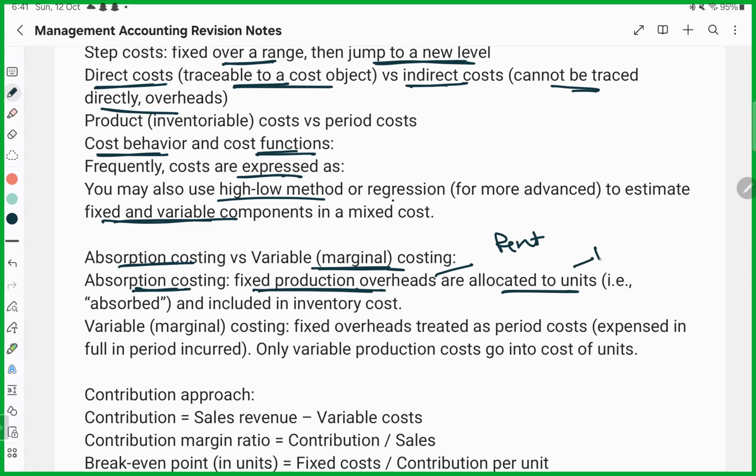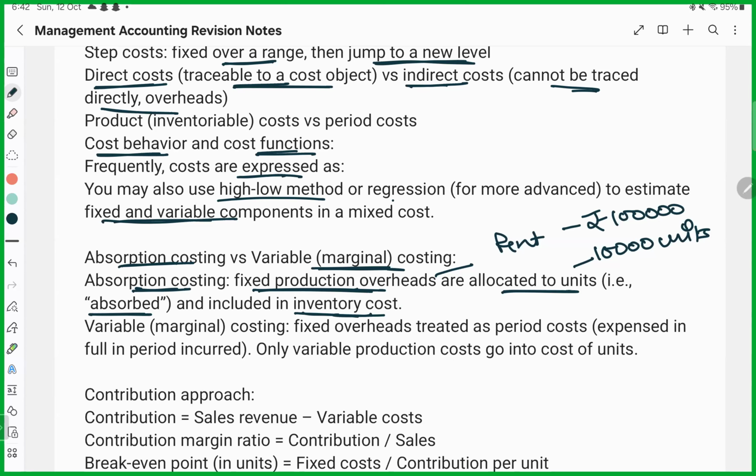How many units am I manufacturing? 10,000 units. So my rent of rupees 1 lakh gets allocated among 10,000 units, which is also called absorbed. We call this 10 rupees per unit of rent absorption, because the 10 rupees is getting involved in the particular product for setting up the selling price of that product for the market. And this gets included in the inventory cost, as I said.